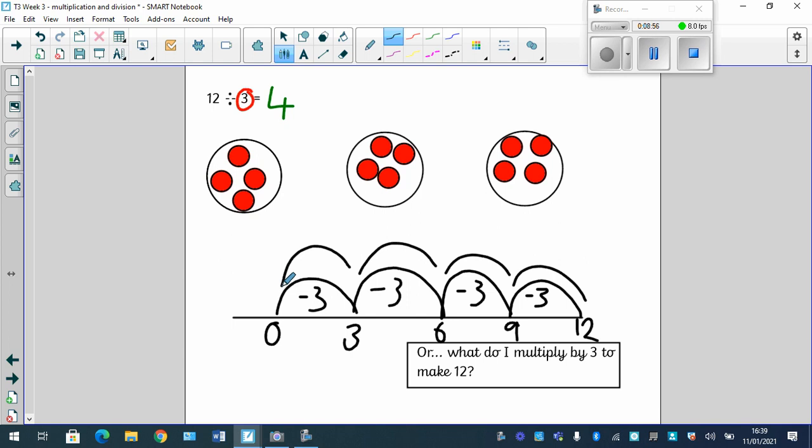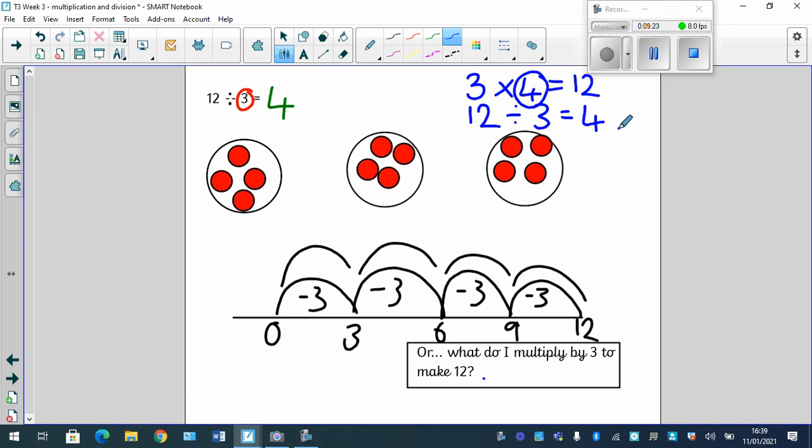Okay? Last but not least, I'm going to think about my multiplication skills. If I know that 12 divided by 3 equals something, what do I times 3 by to make 12? 3 multiplied by 4 equals 12. So therefore, 12 divided by 3 must equal 4. Well done, boys and girls.